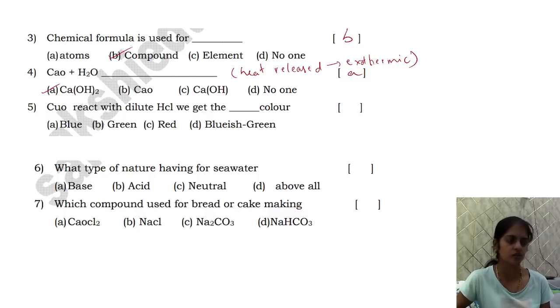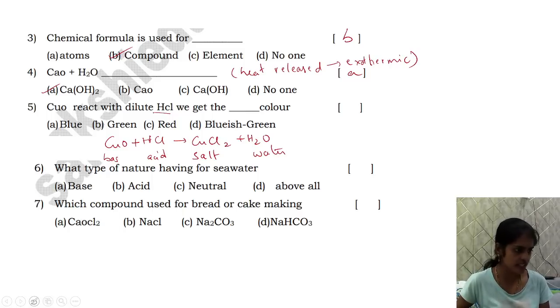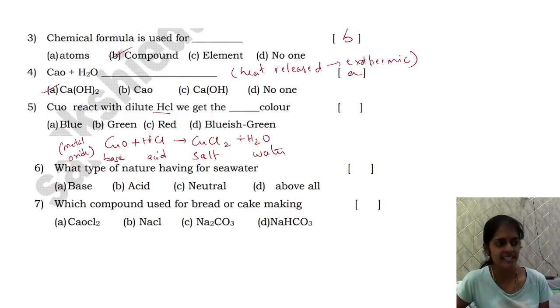Next you see CuO reacting with dilute HCl. You will get CuCl2 plus H2O. Copper chloride is a salt, and this is water. HCl is acid and CuO is a base, it's a metal oxide. Metal oxide is basic in nature. So when it reacts with HCl, it will give you a bluish green color. What is this bluish green color? The CuCl2 has bluish green color.